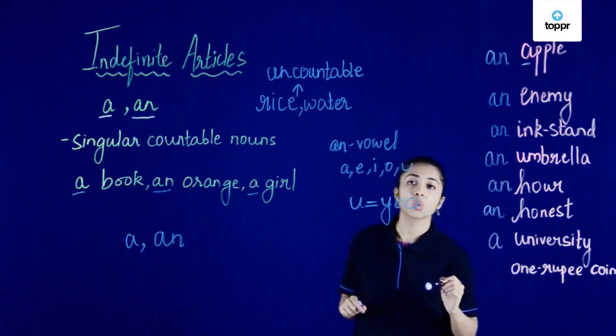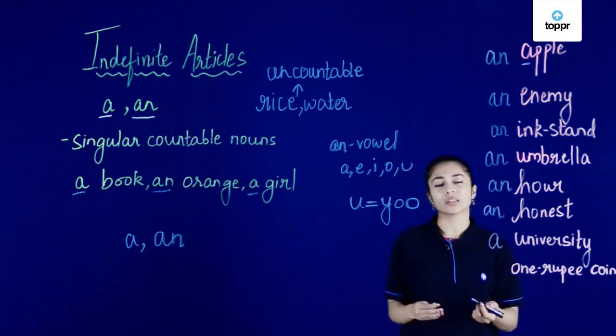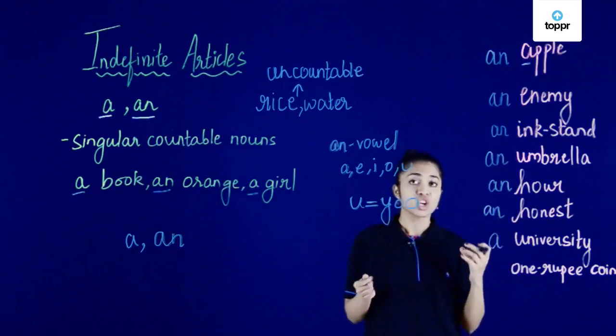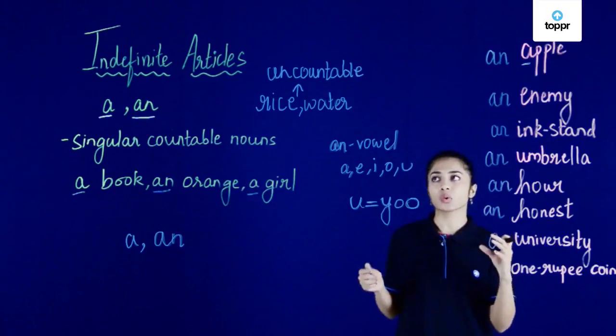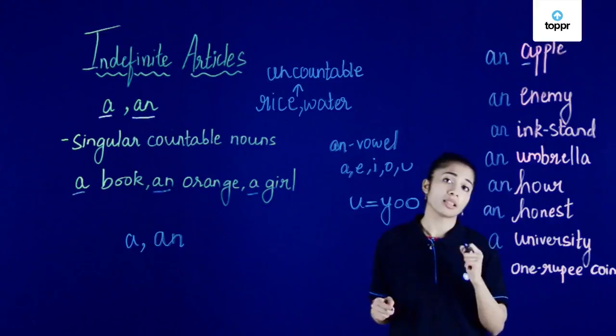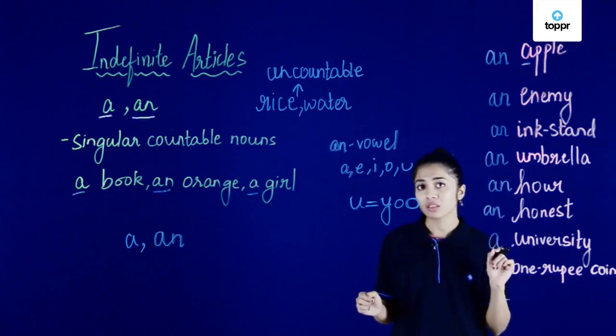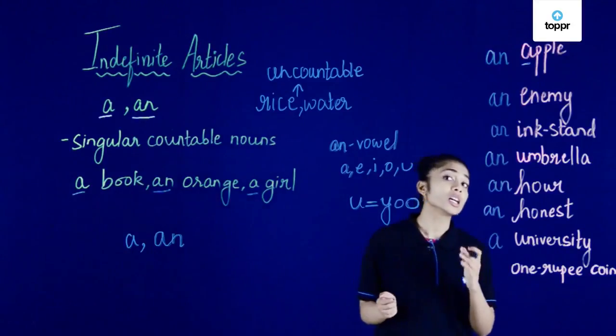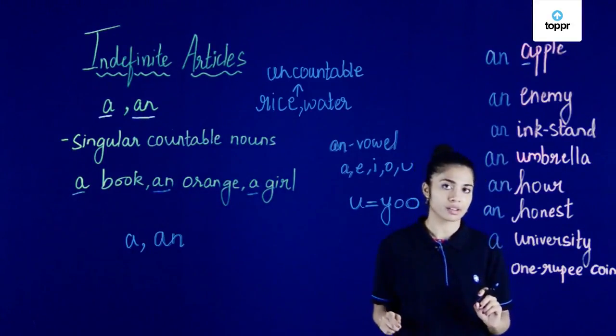So it's a university. I just told you guys that it's very important for us to focus on the sound of the word. Yoo is a consonant sound. It is not a vowel sound. This word university starts with a vowel letter, but that is not the sound that it makes. Therefore, it's important for us to use a, which is our indefinite article here.